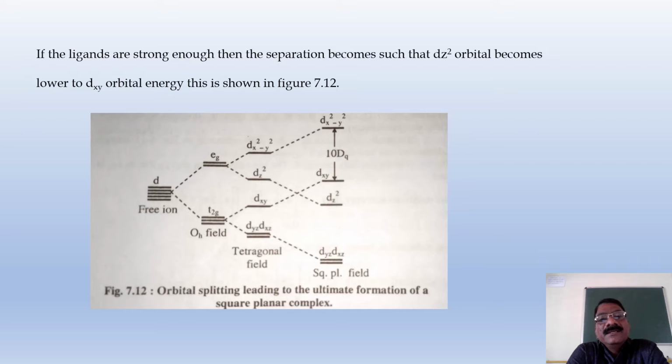See in the figure, there is such an orbital splitting leading to the ultimate formation of square planar complexes. The sequence after the splitting is: dx square minus y square has the highest energy, then dxy, then dz square, and then the dyz and dxz orbitals. Thus the splitting occurs.